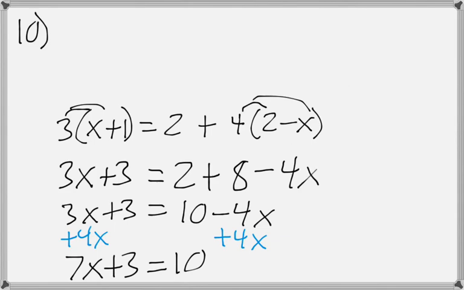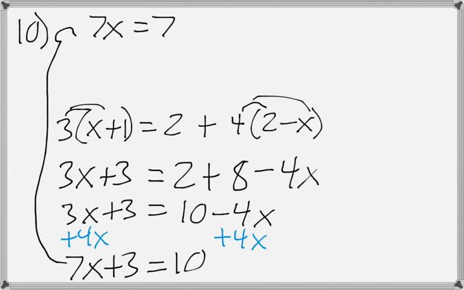Okay, so if I go back up here, that 3, I want to bring that to the other side. So that's going to be 7x is equal to 7, and then I want to divide both sides by 7. So x is going to be equal to 1.